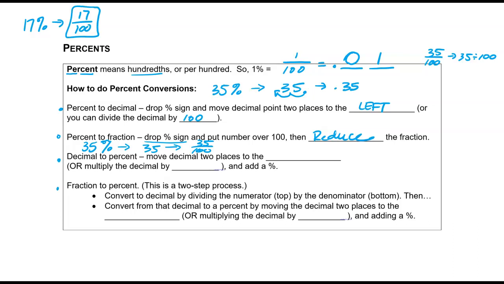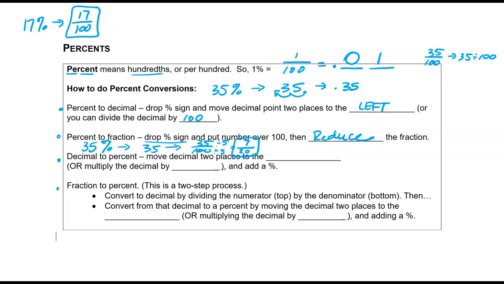35 and 100 do have common factors. They both have a factor of 5. So I can divide both of those numbers by 5. 35 divided by 5 is 7, and 100 divided by 5 is 20. And then I want to try to do it again. I ask myself, well, do 7 and 20 have any common factors? They don't. And so at that point, I'm done, and I say 7/20 is the reduced fraction equivalent of 35%.